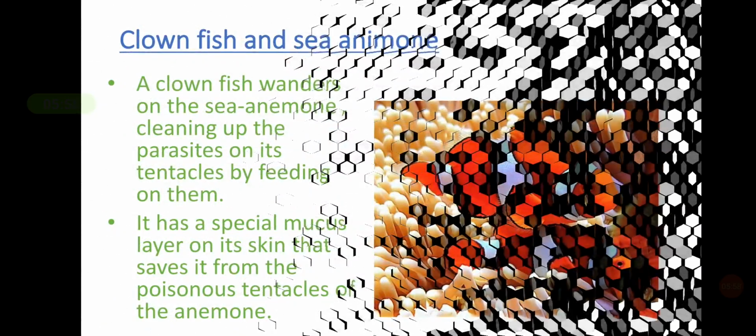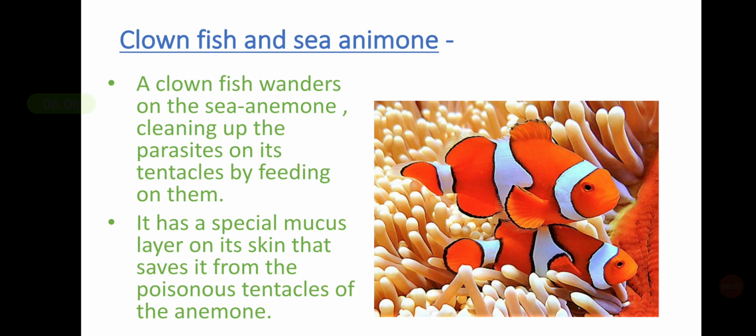Next is clownfish and sea anemones. A clownfish wanders on the sea anemone, cleaning up the parasites on its tentacles by feeding on them. So basically, the clownfish cleans the sea anemone by feeding on all the parasites present on it, and it has a special mucus layer on its skin that saves it from the poisonous tentacles of the sea anemone.